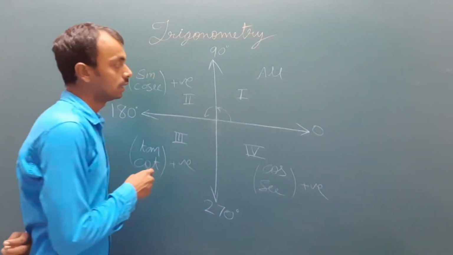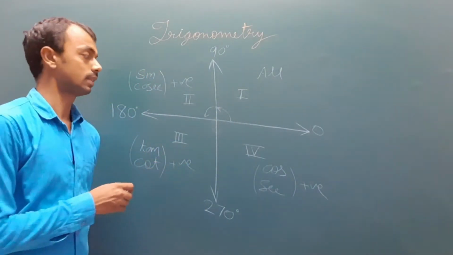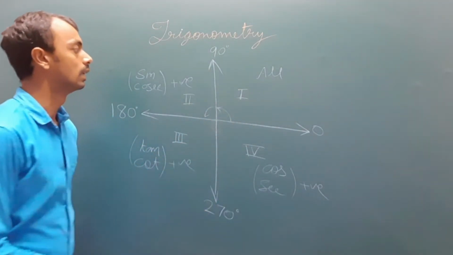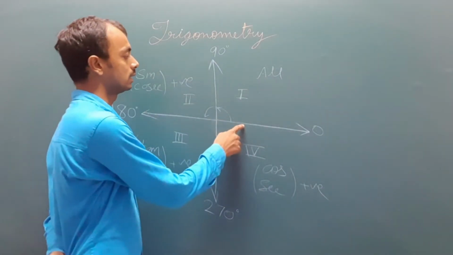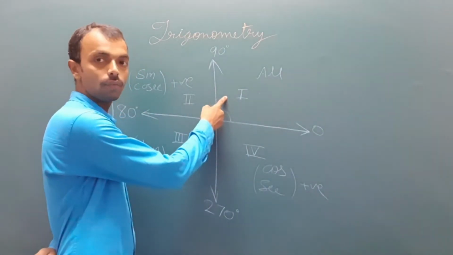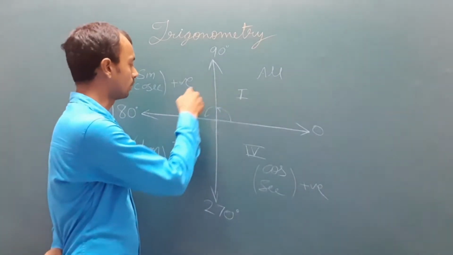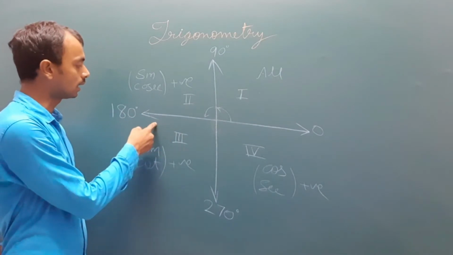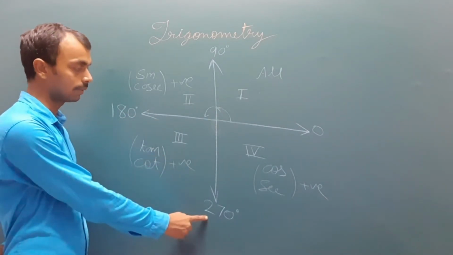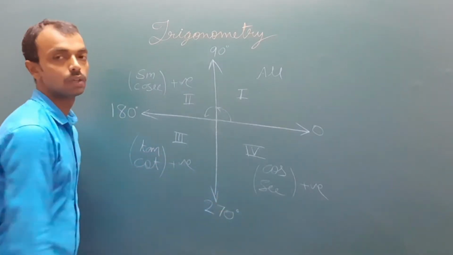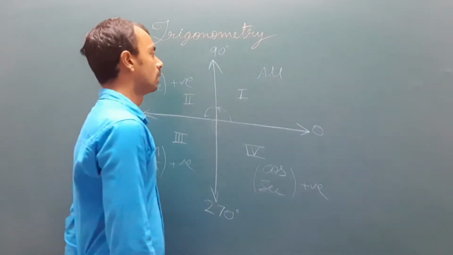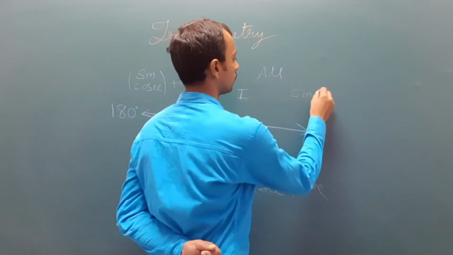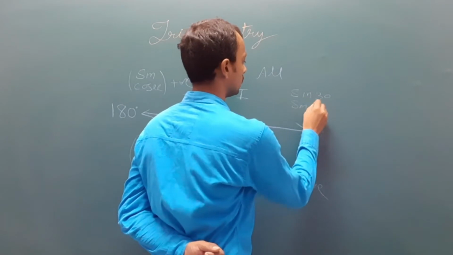Now you have studied the quadrants in your lower classes. This is called the first quadrant, this is second, this is third and this is the fourth one. The value of angle in the first quadrant is between 0 to 90 degree. And the value of angle in the second quadrant is from 90 to 180 degree. Similarly, the value of angles in the third quadrant is 180 to 270 and in the fourth quadrant it is 270 to 360.